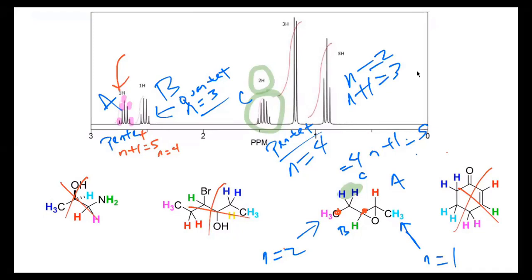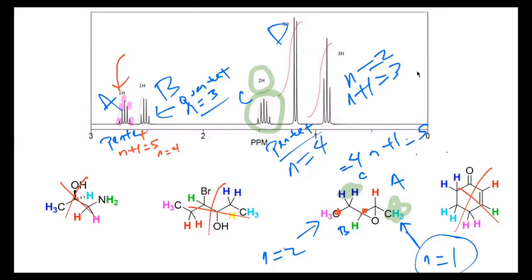Good. But that's not in order because I don't want to do D and then E; I want it out of order. So which one has 1 neighbor? The teal one, right? This one. So we're going to label that as D because that should be a doublet. If N is 1, then N plus 1 is 2. So that signal should be a doublet. Anybody disagree with that? No, I agree. Okay. All right.